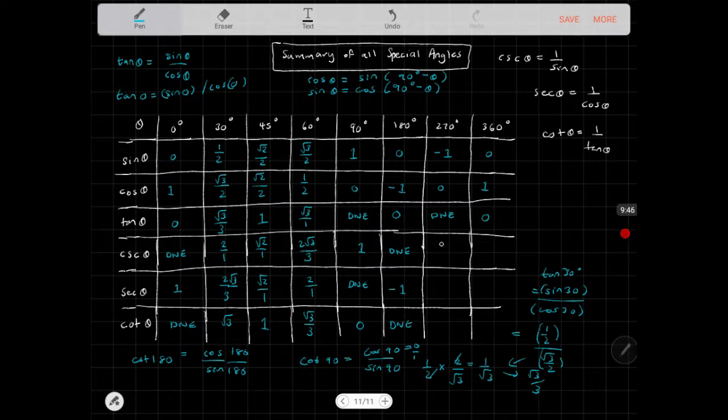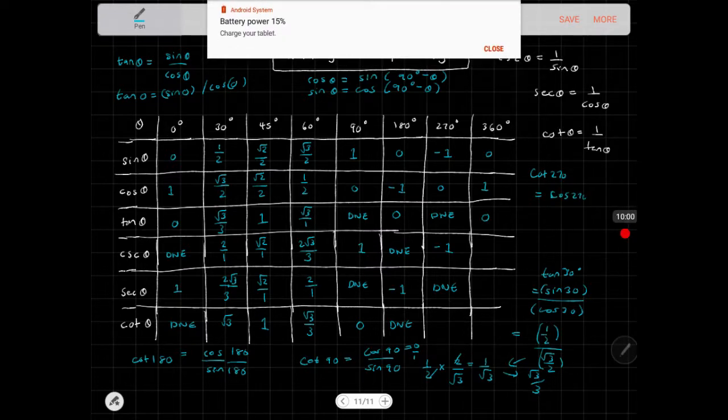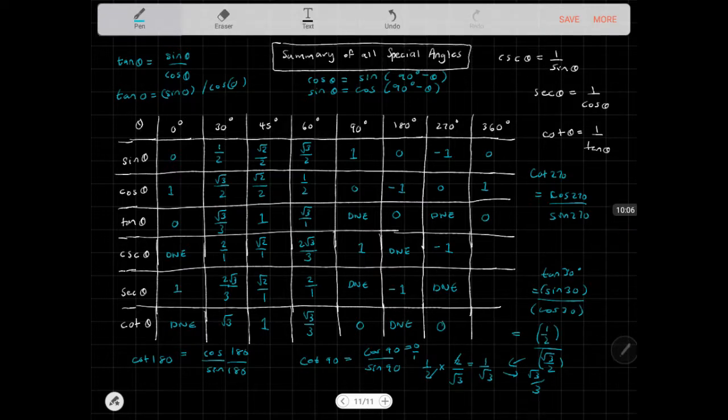Okay, cosecant 270 is still negative 1. Secant 270 doesn't exist because you get 1 over 0. Cotangent 270 is basically equal to cosine 270 over sine 270, which is going to give us 0. Okay? At 360 here, cosecant doesn't exist because you get 1 over 0. This is 0 over 1. You flip it. Secant, you get 1. Right? And then cotangent 360 is going to be the same as 0 degrees, so it also doesn't exist. Good? And this is your full chart, guys.